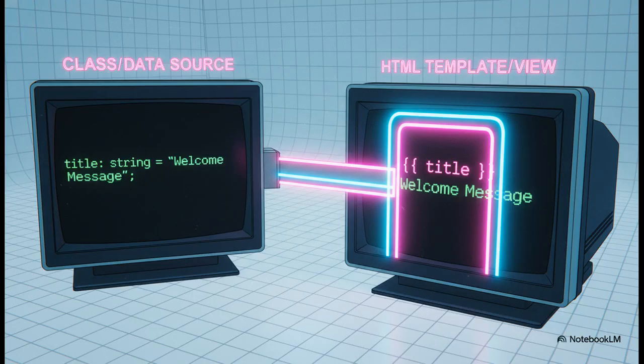Now check this out. We hop over to our HTML, the face, and we use this special syntax, two curly braces on each side. This is like a little message to Angular that says, hey, go grab whatever is in the title property from the class and stick it right here. And just like that, our message pops up on the web page.